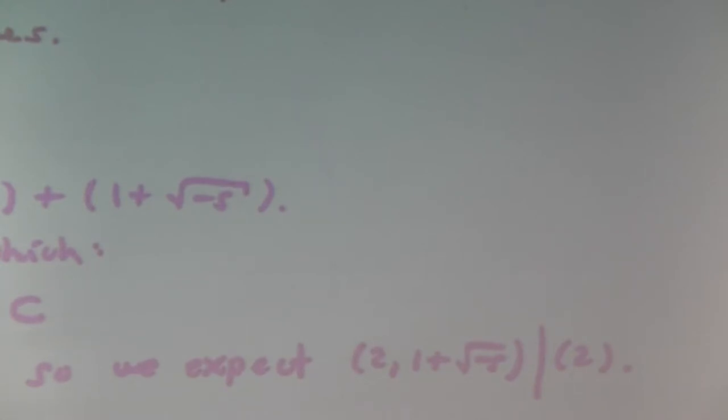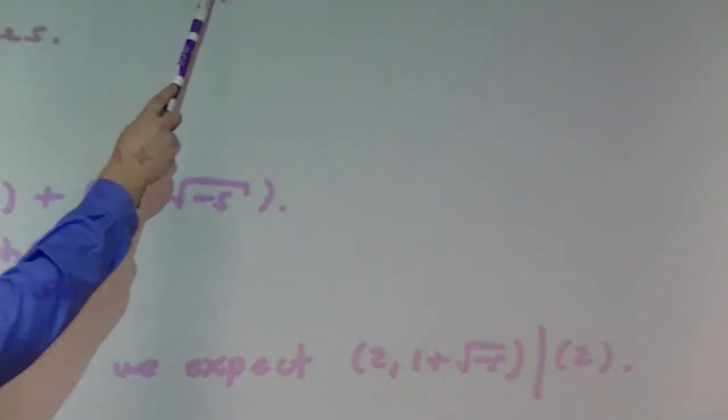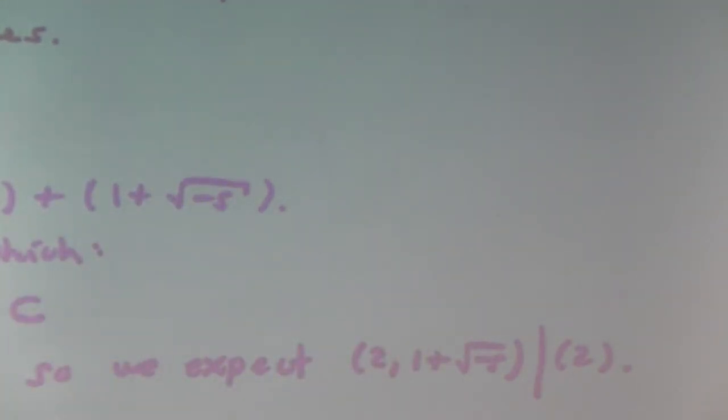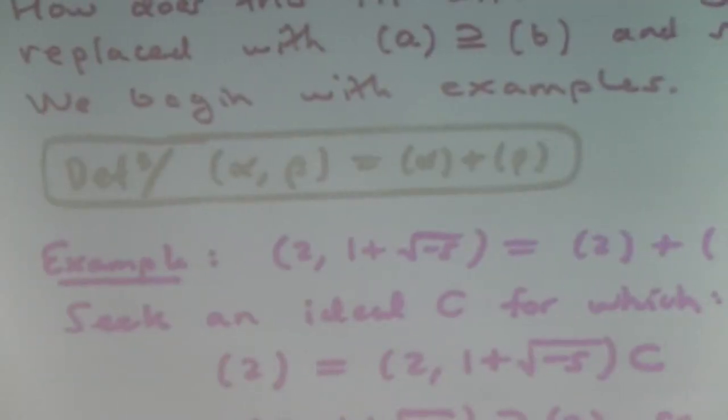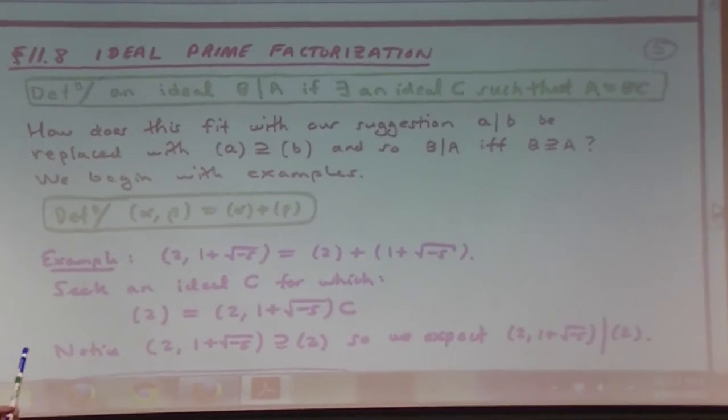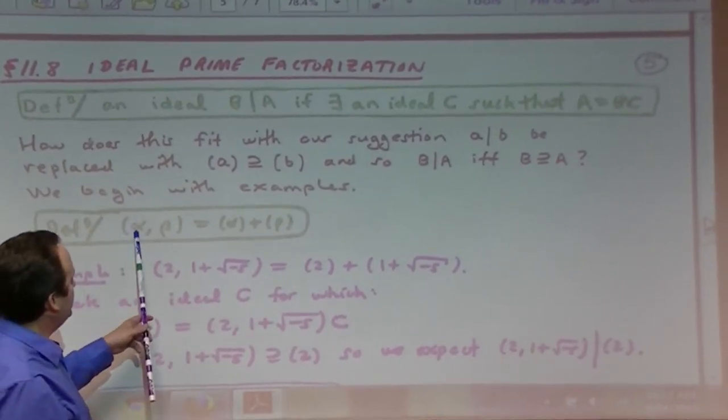An ideal B divides A if there exists an ideal C such that A is equal to BC. Now we can make that definition how we have product. Although we don't really use this language much, it's good if you want to. And so this is another definition.